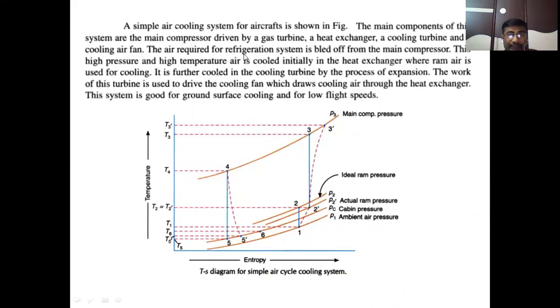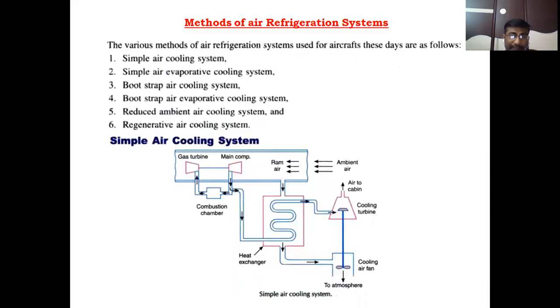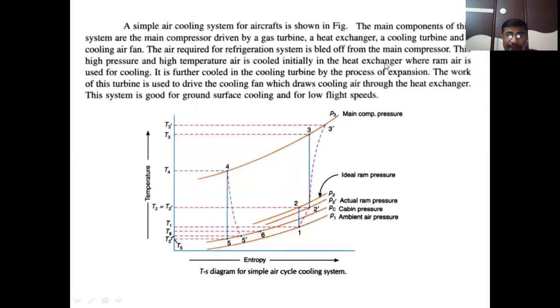The air required for the refrigeration system is bled off from the main compressor. Bled off means taken from the main compressor. Some of the air is diverted from the main compressor towards the refrigeration cabin, and the remaining air only enters the combustion chamber to produce the power to move the aircraft.